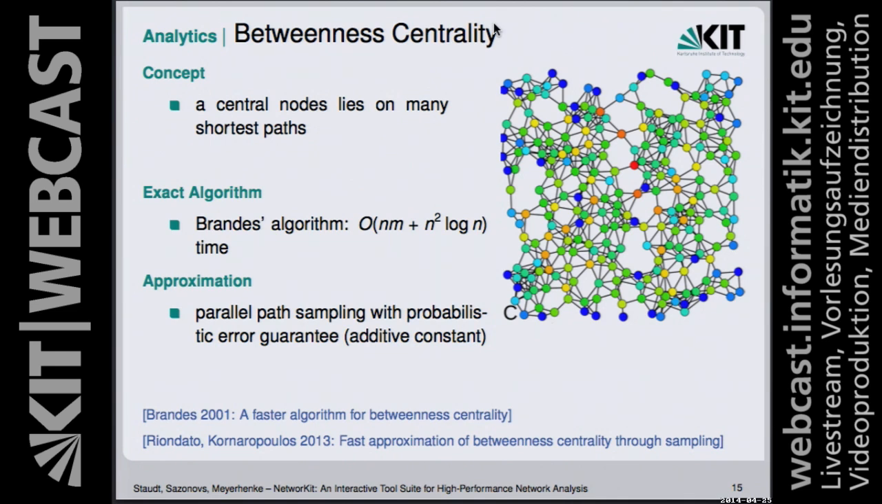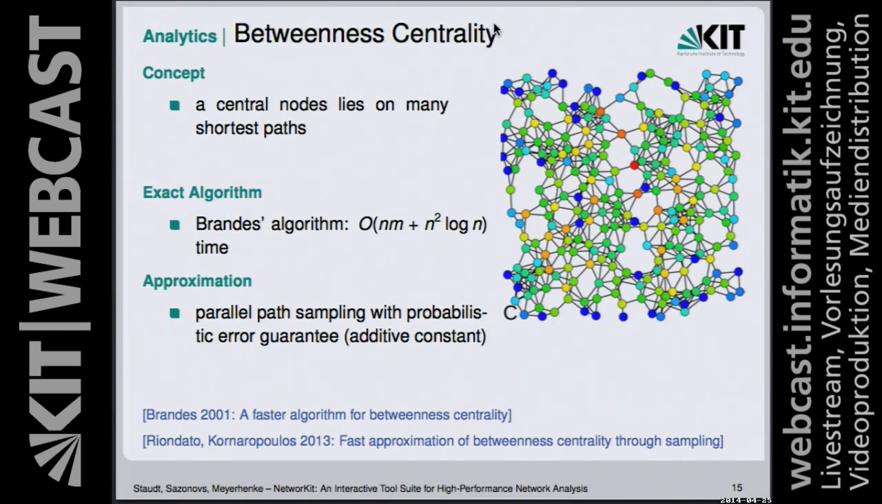Again, naively, we could calculate this by solving the all pairs shortest path problem. There is already a faster method, Brandes' algorithm, but still, if you look at the running time, there's n times m in there, and n squared. For billion edge networks, you don't want to wait on the result.